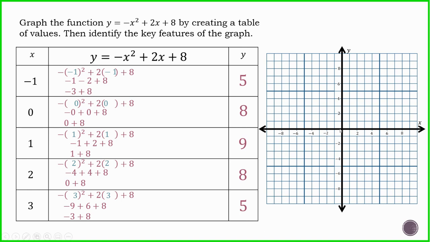And then we plot the points. So I'm going to plot -1, 5. And then 0, 8, 1, 9, 2, 8, and 3, 5. And then I'm going to carefully connect those dots with my curve, and make sure we include arrows at the bottom. It continues on forever.